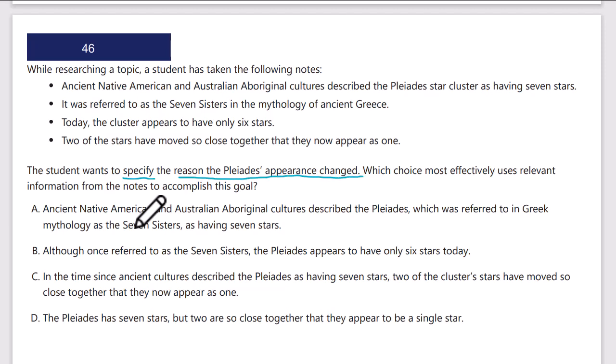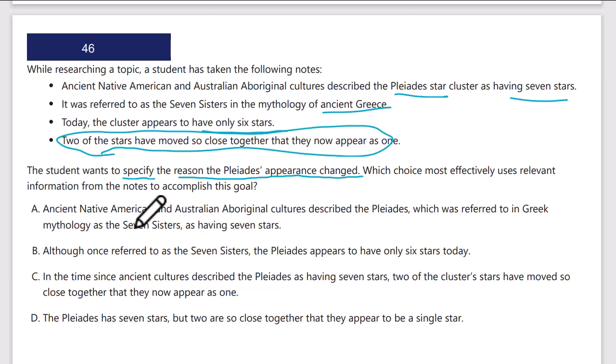Okay, the student wants to specify the reason the Pleiades appearance changed. So we want to specify the reason for the change. Ancient Native American and Australian Aboriginal cultures describe the Pleiades star cluster as having 7 stars. It was referred to as the Seven Sisters in the mythology of Greece. Today, the cluster appears to have only 6 stars. 2 of the stars have moved so close together they now appear as one. So what's the reason for the change? 2 now look like 1. They're kind of overlapping. So that's what we need to find in the answer.